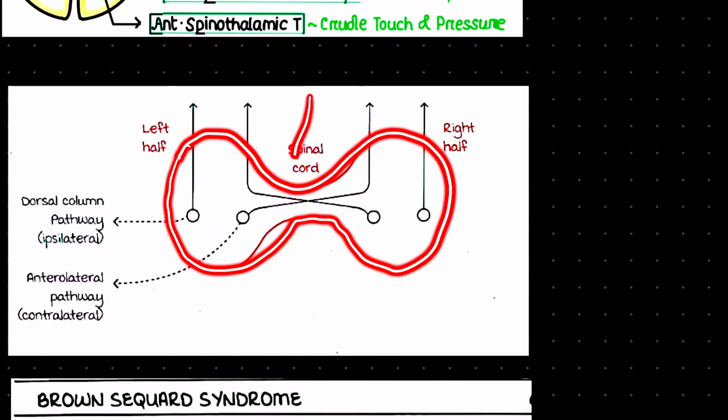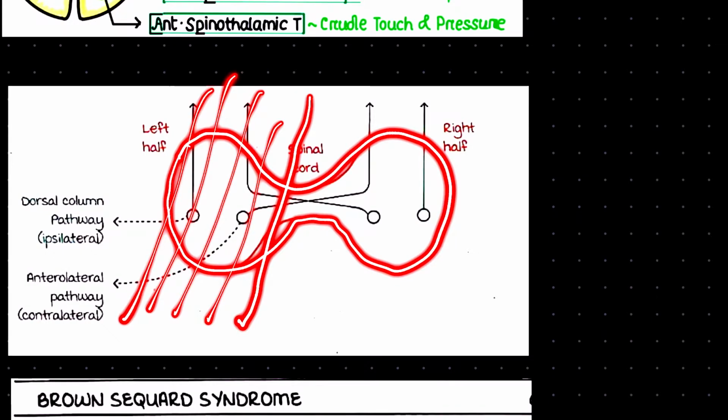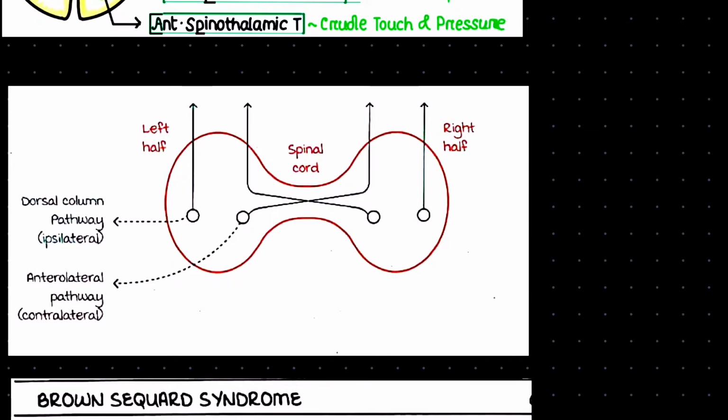Hemisection means half of the spinal cord is damaged. This can be because of a stab wound, somebody stabbed, or because of a bullet, or because of an expanding tumor of our spinal cord. So this half of the spinal cord is damaged. Because of this damage, what are the changes that we'll see? It is a hemisection, an incomplete transection of the spinal cord.